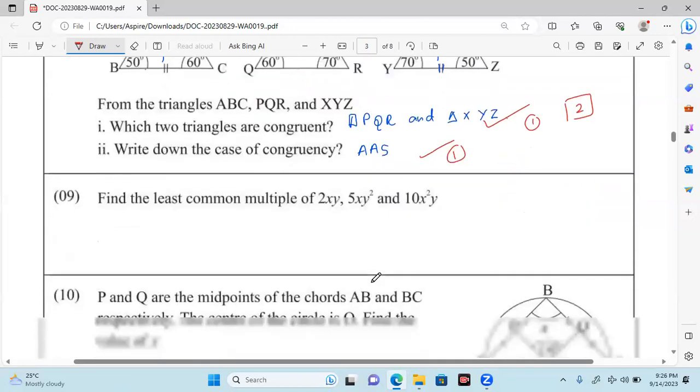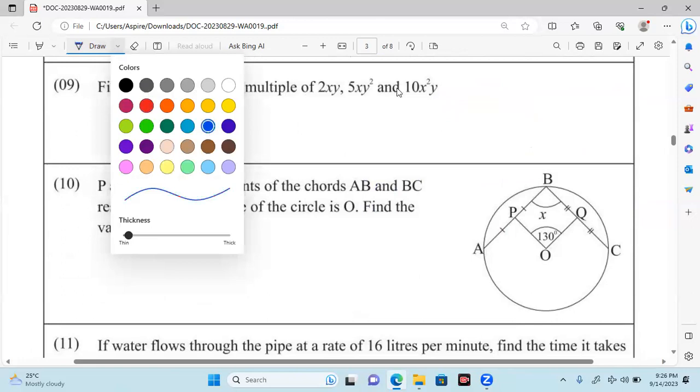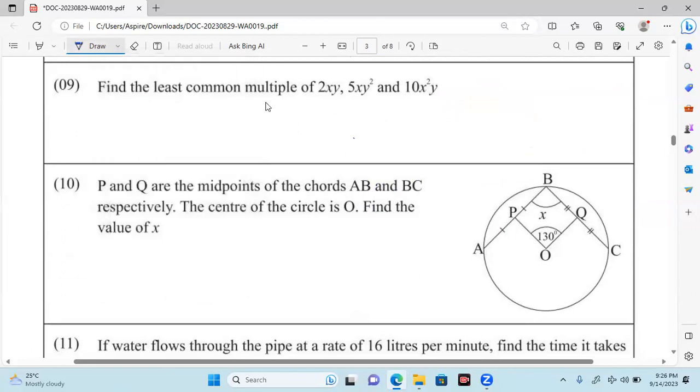Okay, the 9th question. When doing the 9th question, there is no need to write the product of these. The easiest way to find the least common multiple is what? We write down the coefficients of these terms and divide by prime factors. Then 1, 5, 5. Now again we divide this by 5. Then 1 is written as it is. Then we can identify the LCM.